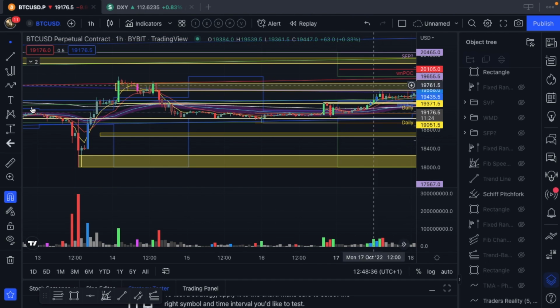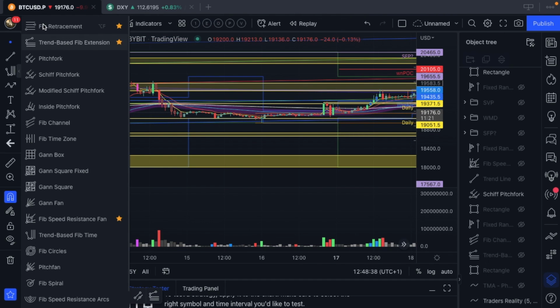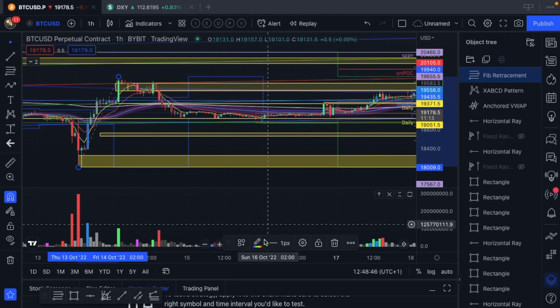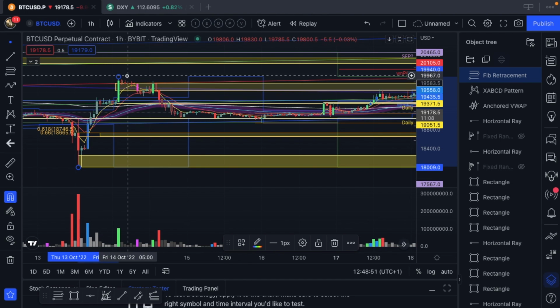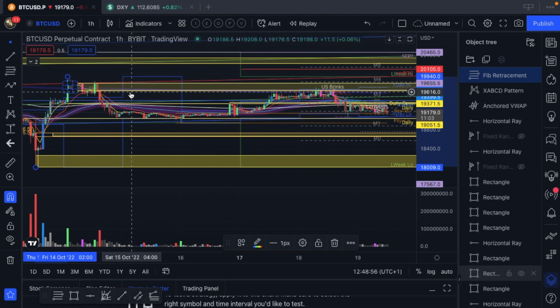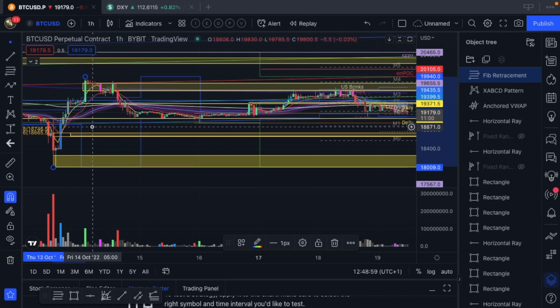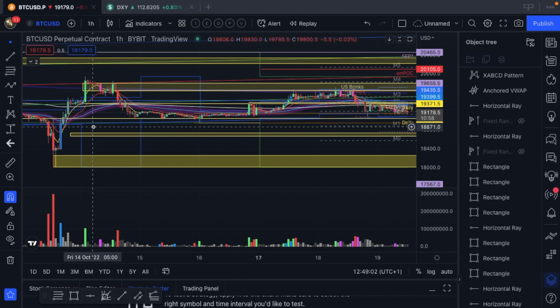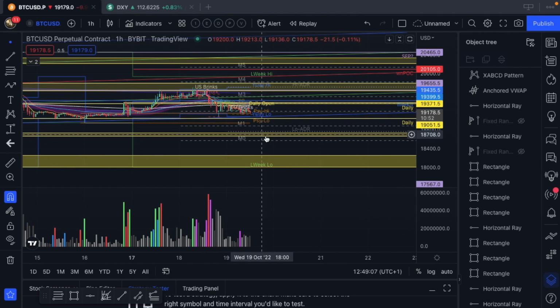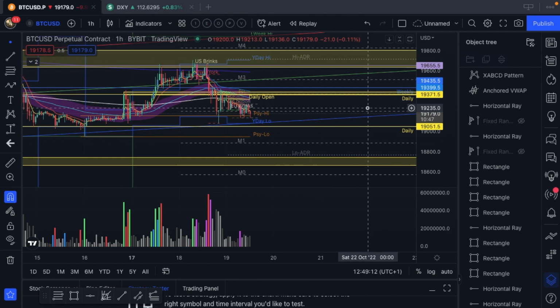All right, so let me just confirm that for you real quick. And not only for you, for myself as well. So you see golden pocket from low to high, and also the 50% point of this blue vector candle. And now you see the low average daily range, the low ADR is right on top of there. So definite level of interest for me.